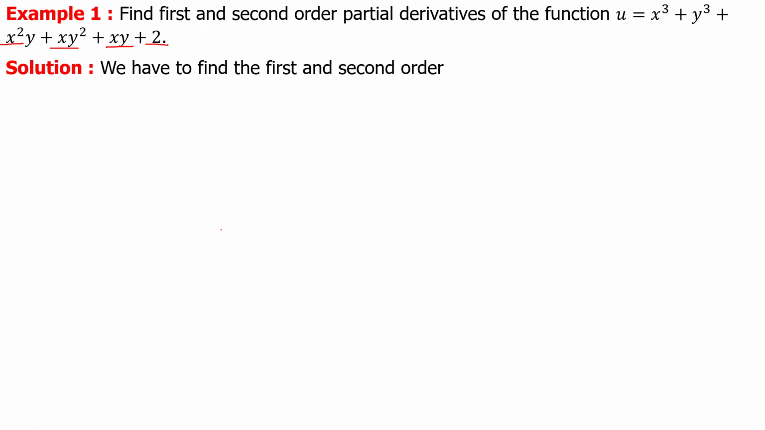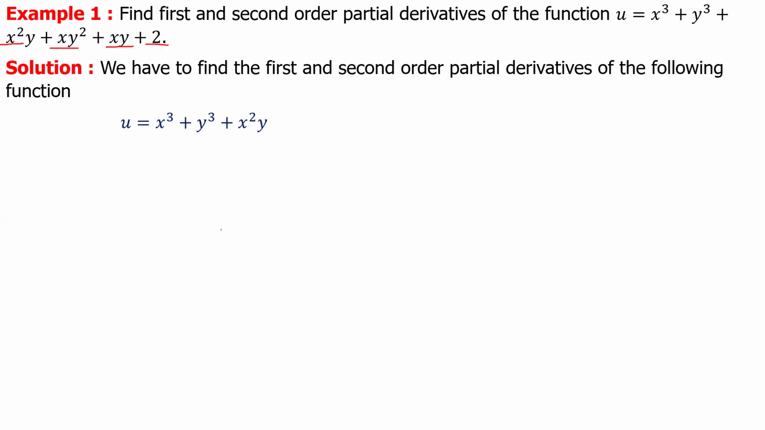We have to find the first and second order partial derivatives of the following function. u is equal to x cube plus y cube plus x square y plus xy square plus xy plus 2. Let us give it equation number 1. Now, what is the meaning of partial derivatives? Here, u is a function of x and y, which are independent variables.